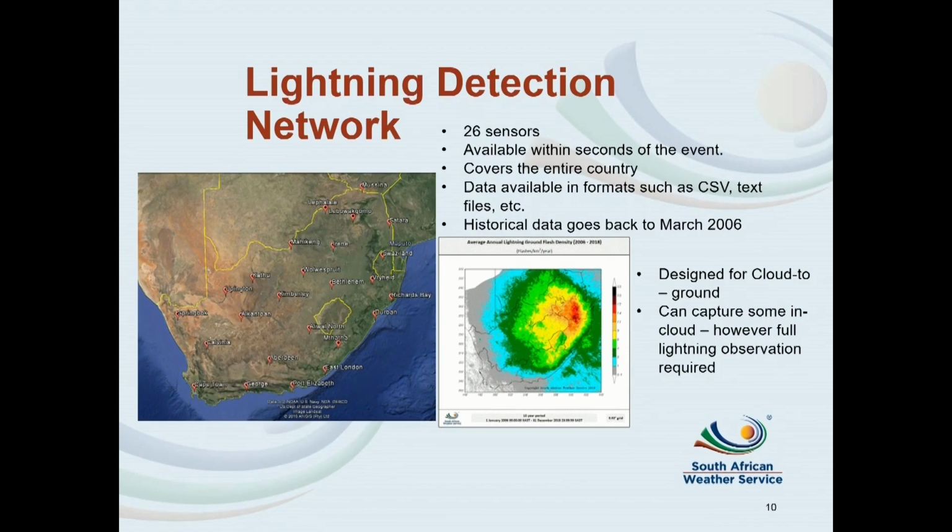So this is an example of our lightning density map. You can see over the eastern and northeastern parts of the country, that is where we have a lot of lightning, but as you go westwards, the intensity or occurrence of lightning decreases. Our sensors really concentrate on cloud to ground. Remember, we have cloud to ground lightning, ground to cloud lightning, and lightning that occurs within the clouds. Our sensors only concentrate on cloud to ground, but we can also capture some of the in-cloud lightning that occurs.